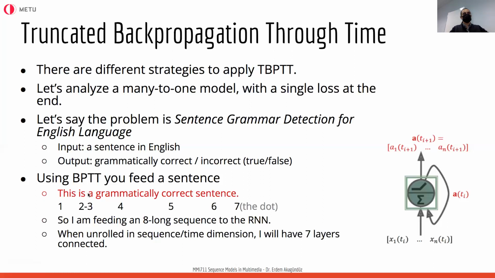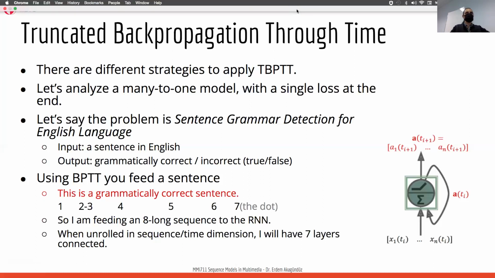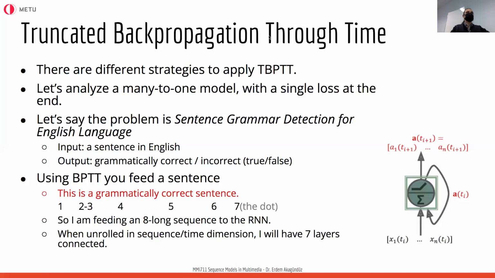So I have 1, 2, 3, 4, 5, 6, and the dot, 7 elements in the sequence. I'm sorry, this time it is not 8, it's 7. About the sequence length, I always make errors. Let me just write it. Why am I making these errors? Because it's very difficult to prepare slides, and you always have errors. And whatever you work on, after years and years, you have these errors. Okay, anyway, I'm feeding a 7-long sequence to the RNN.